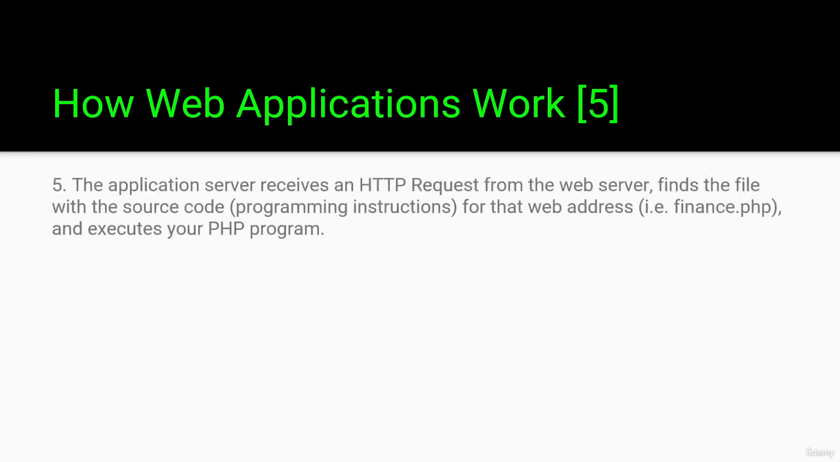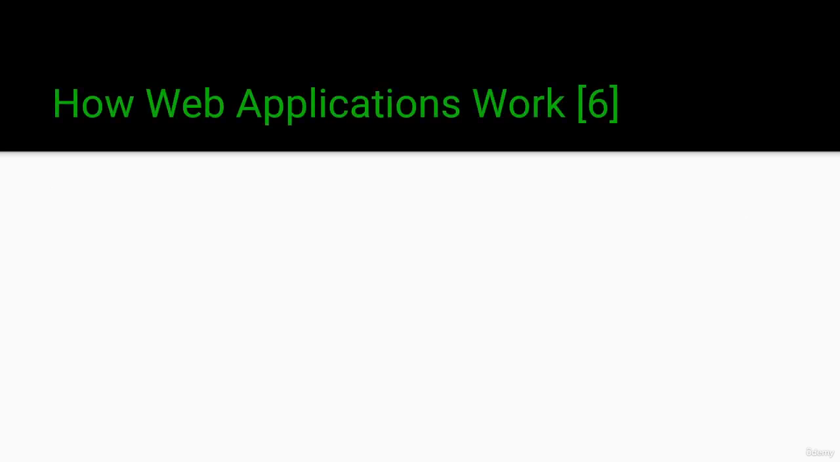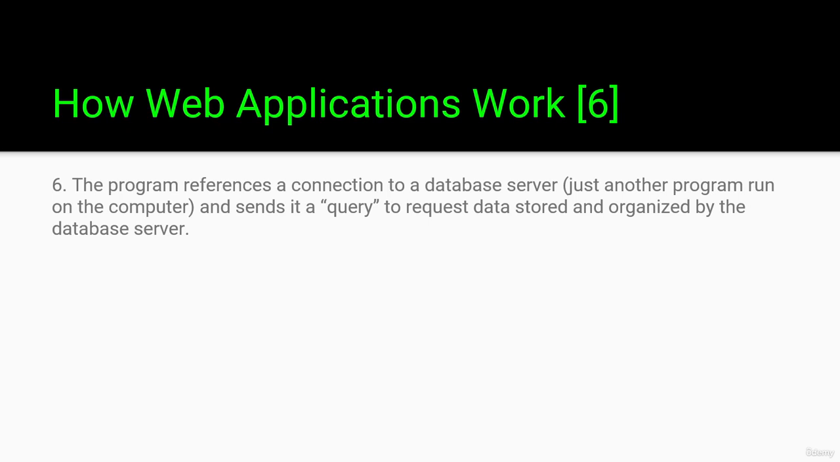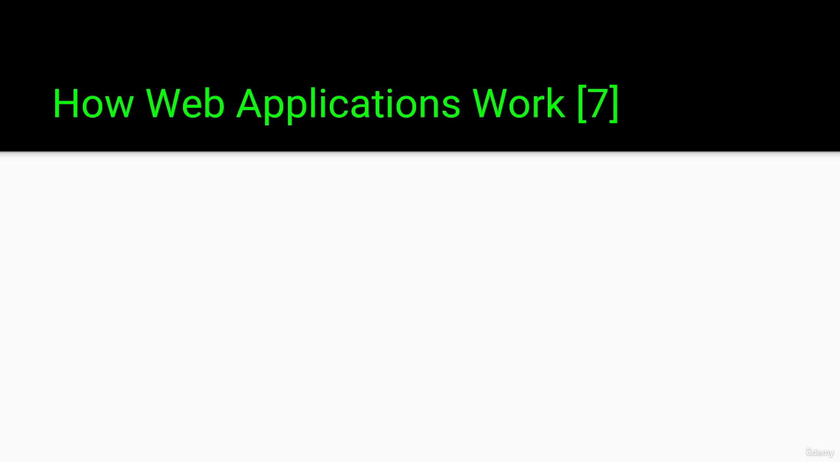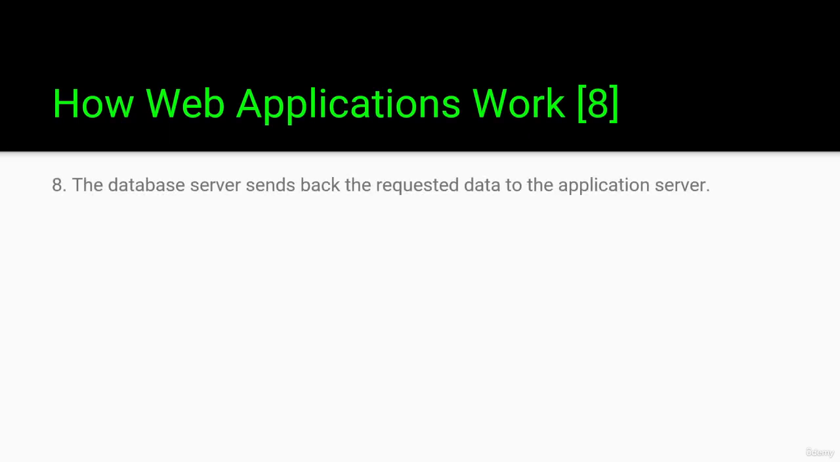Now the fifth step: the application server receives an HTTP request from the web server and finds the file with the source code, the programming instructions for that web address, for example finance.php, and executes your PHP program. The sixth step: the program references a connection to a database server, just another program running on the computer, and sends it a query to request data stored and organized by the database server. The seventh step: the database server fetches the data requested by the query. The eighth step: the database server sends the requested data back to the application server.